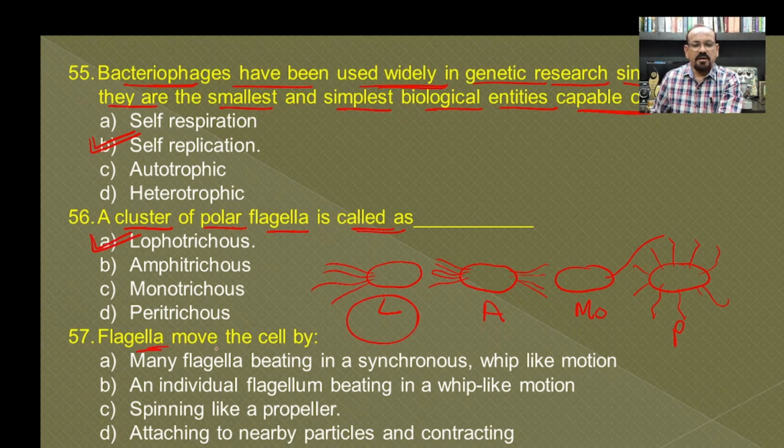Then a flagella move the cell by. The characteristic feature of the flagella for the movement of the bacterial cell is a propeller type of movement, and hence it is spinning just like a propeller. Just you can see the fans or the blades of the fans, then you will understand the meaning of the propeller, which is responsible to send the air backside.